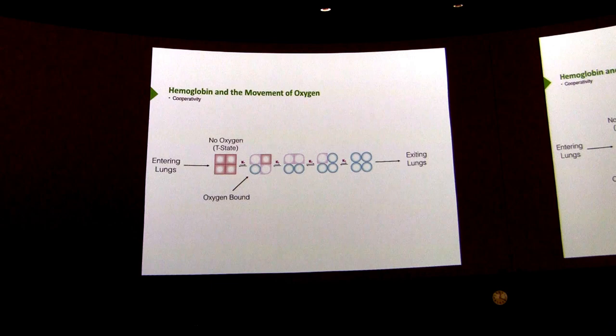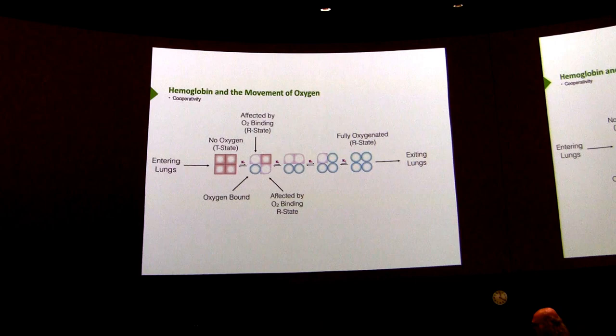What will happen then is that they will be much more likely to bind oxygen. And oxygen binding is favored. So the binding of the first one favors the binding of the second one. The binding of the second one favors the binding of the third one. And the binding of the third one favors the binding of the fourth one. What I've just described to you is a phenomenon known as cooperativity.